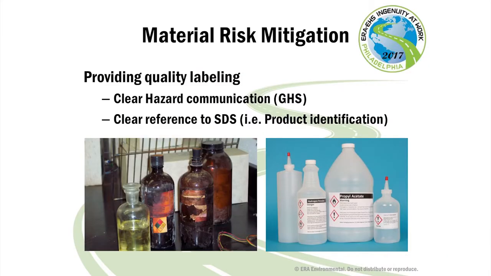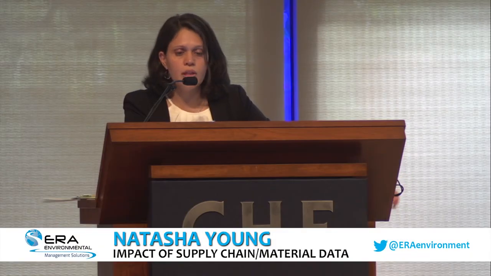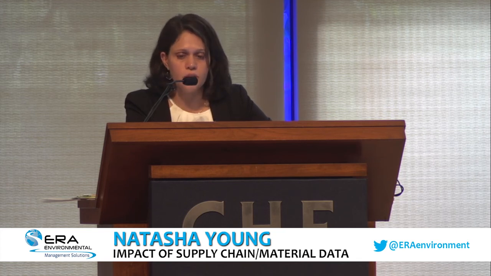Clear and accurate hazard communication using shipping and workplace labels is vital to mitigate the risk of workplace injury. Situations like this one on the left, a couple of messy bottles with really terrible labels, are more likely to result in workplace injuries than the clear and clean labeling that we have in the image on the right. So we're going to start looking at a few of ERA's risk mitigation tools.